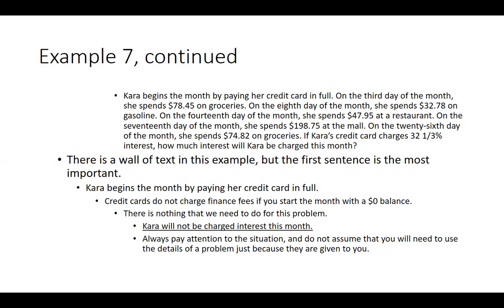Always pay attention to the situation and do not assume that you will need to use the details of a problem just because they are given to you. So that very first sentence, Kara begins the month by paying her credit card in full, means she starts with a 0 balance, meaning she is not getting interest that month.